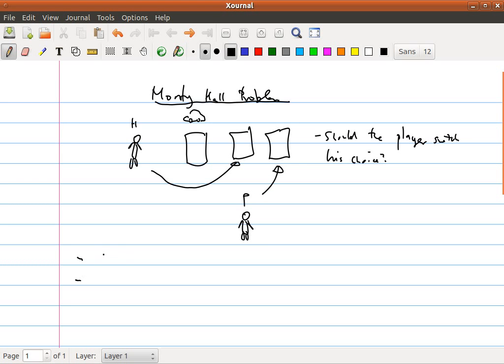So there is the probability of winning if we stick to the original choice, and also the probability of winning if we switch door.